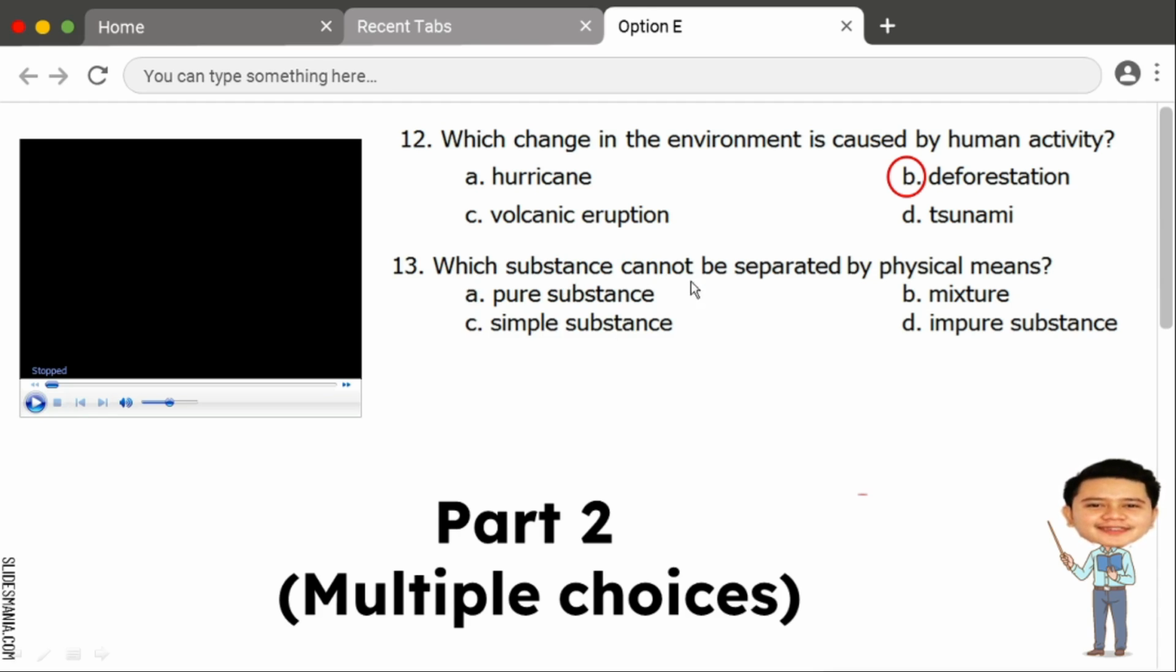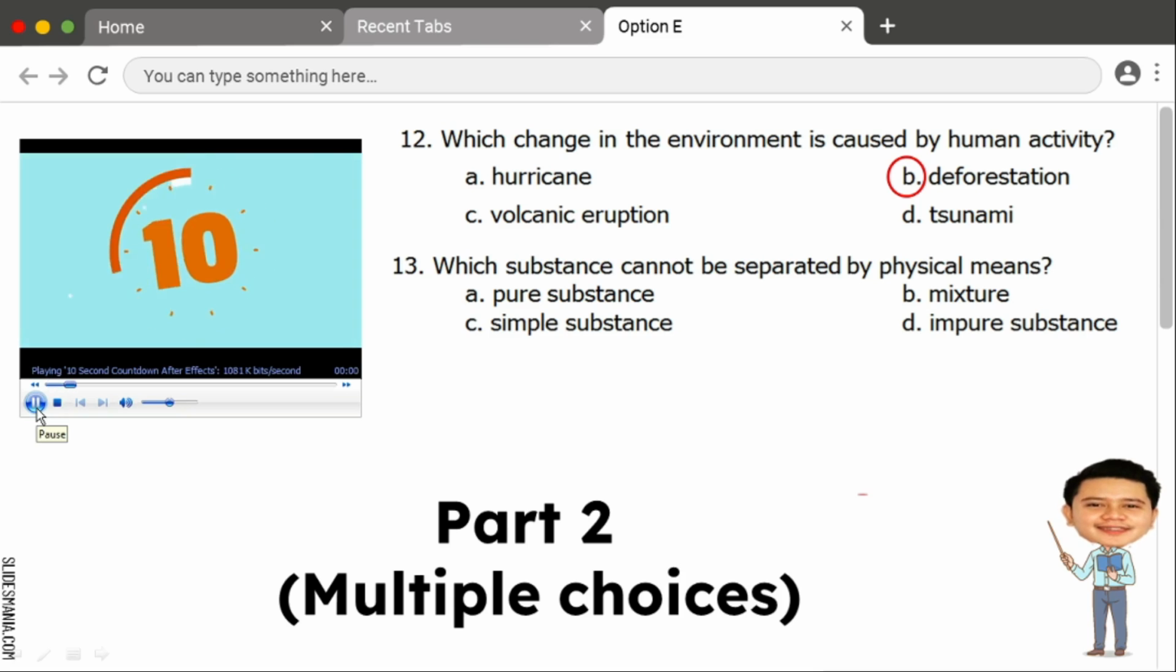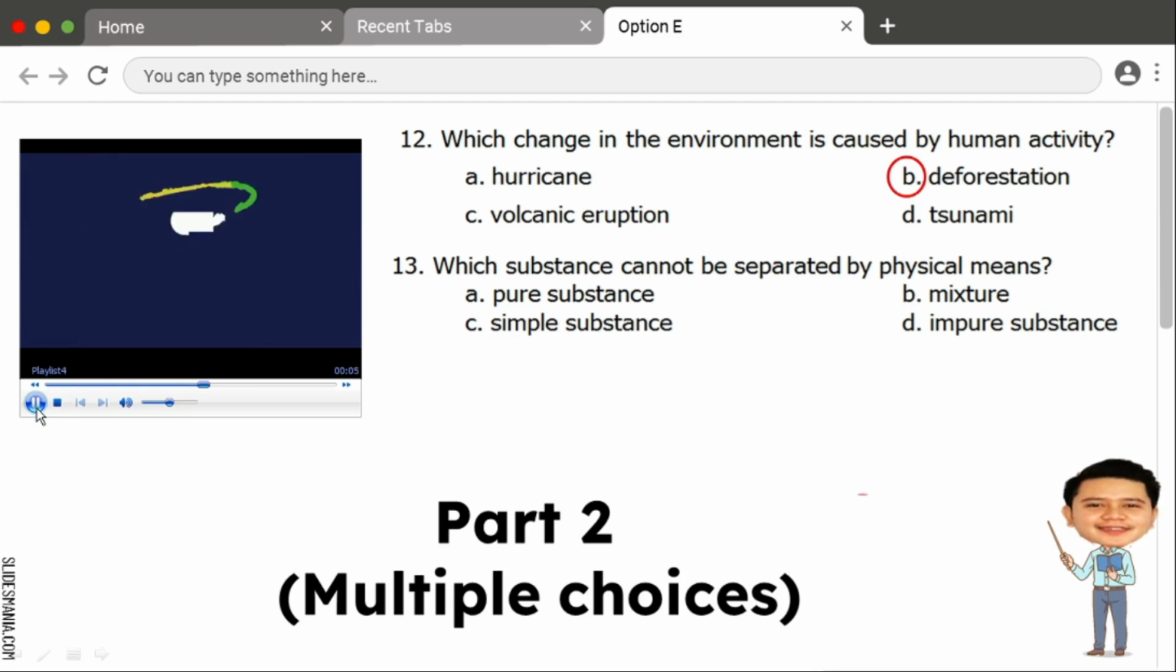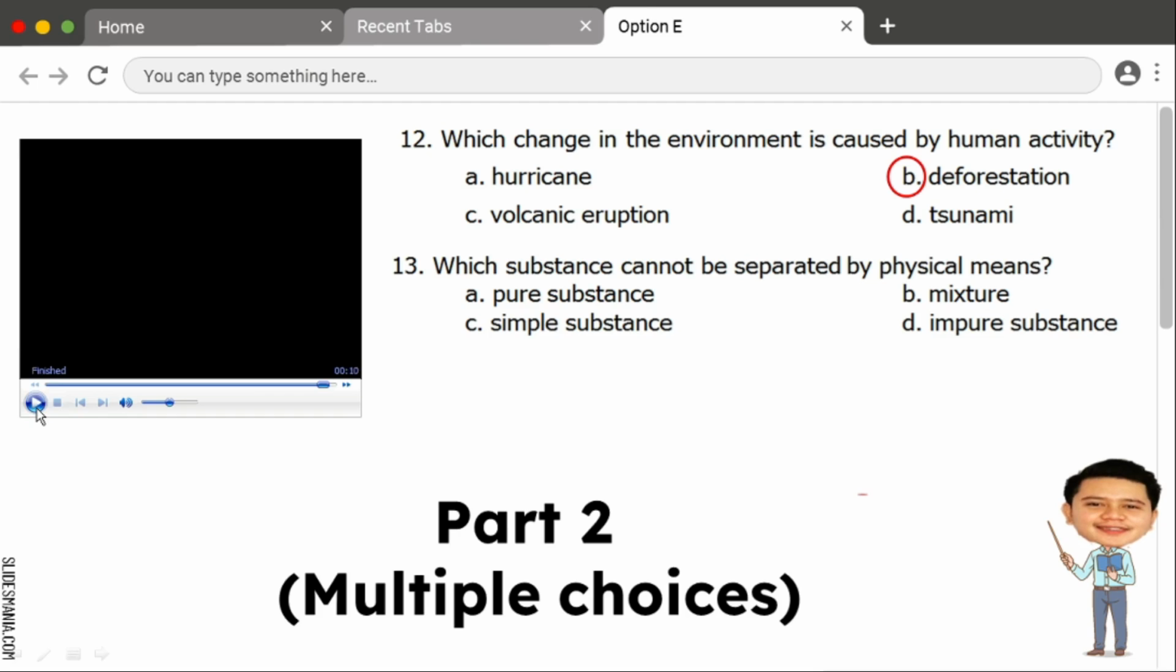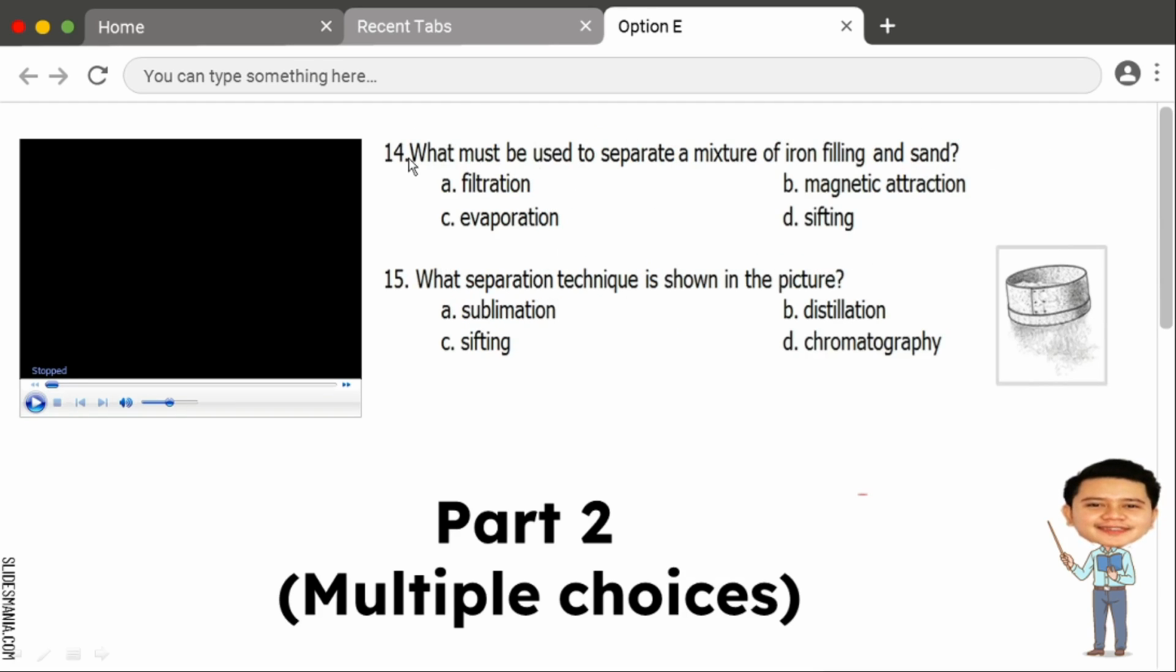Okay. Next, number 13. Which substance cannot be separated by physical means? A. Pure substance, B. Mixture, C. Simple substance, or D. Impure substance? And 10 seconds. And the correct answer is letter A. Pure substance.